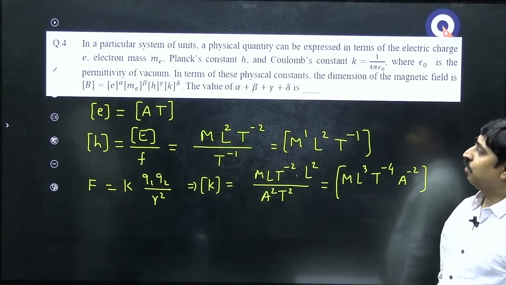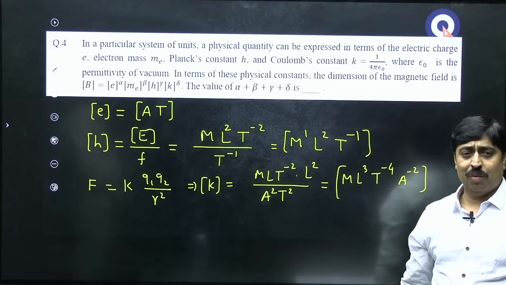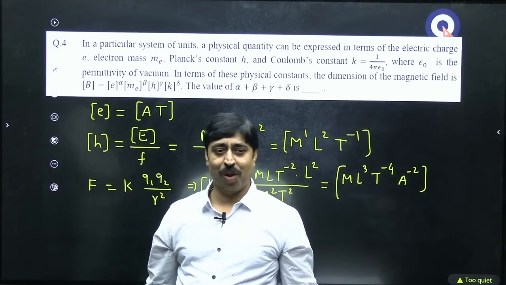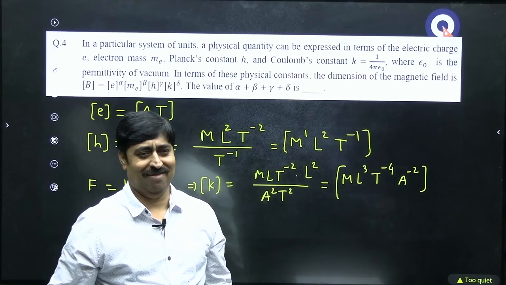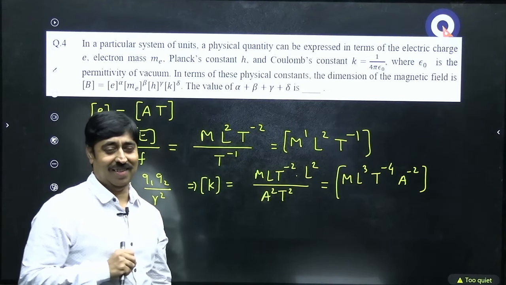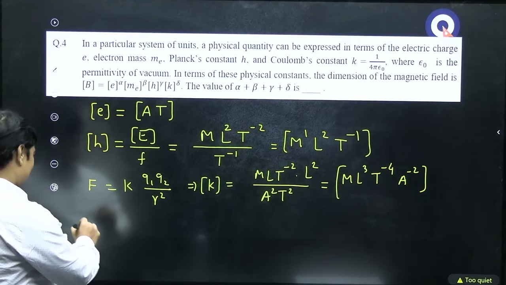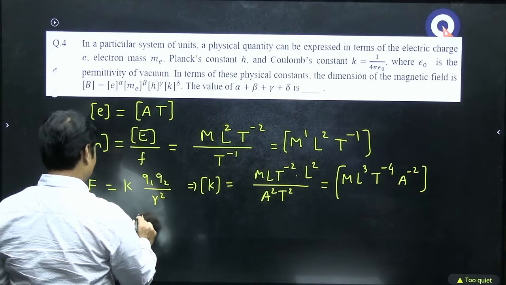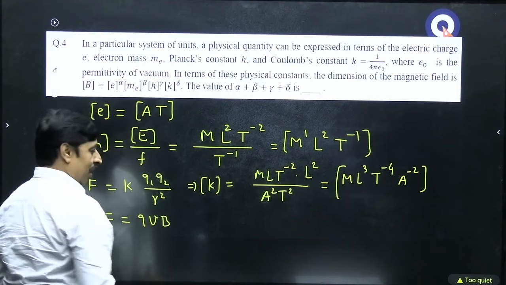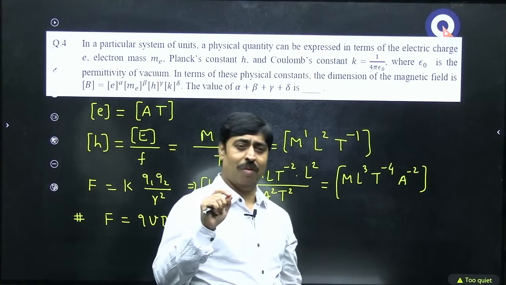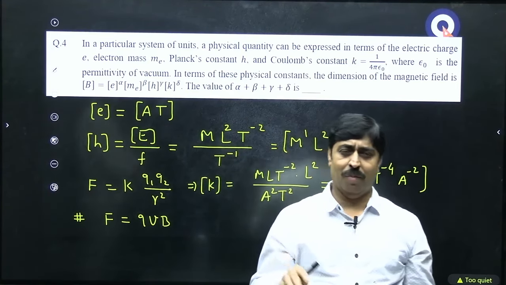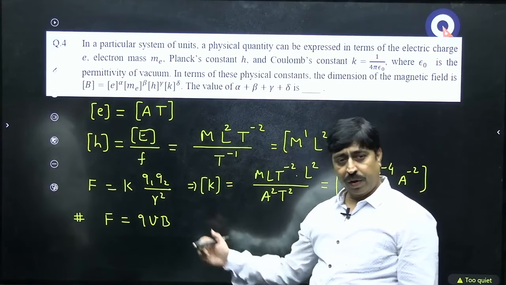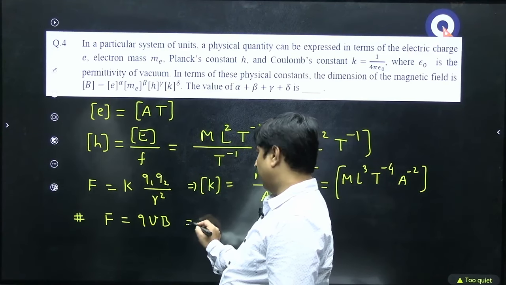Okay. Now, the next term is B. What is B? B is magnetic field. Do you remember the dimensional formula of magnetic field? How can you write it? There is one simple formula I guess everybody remembers. Force is equal to QVB. When a charge Q moves with velocity V perpendicular to magnetic field B, it experiences a force QVB. Using this, we can write the dimensional formula of B.